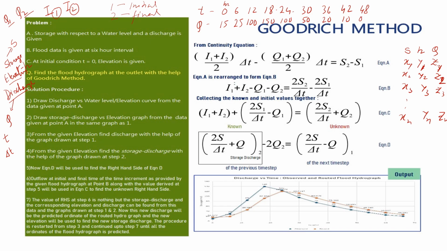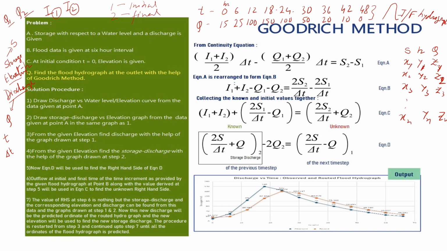Okay? Next, flood data is given at 6 hour intervals. Suppose in the upstream a rainfall starts, and for that rainfall discharge will take place. This discharge with respect to time will be provided to you, and this is the inflow hydrograph of the flood.